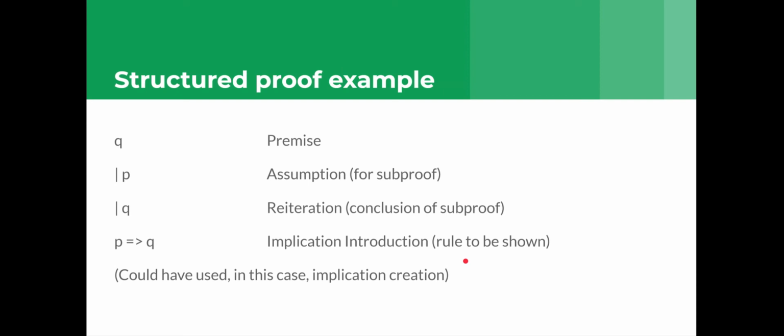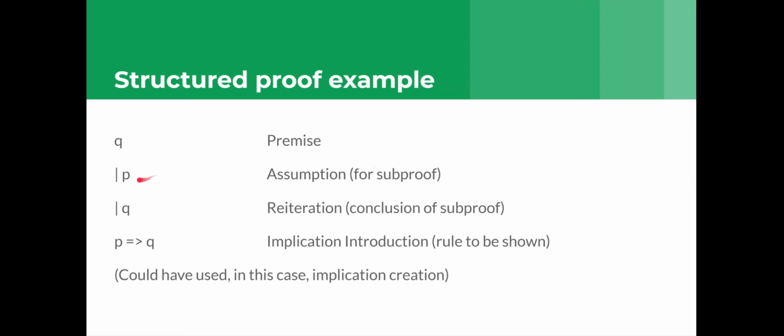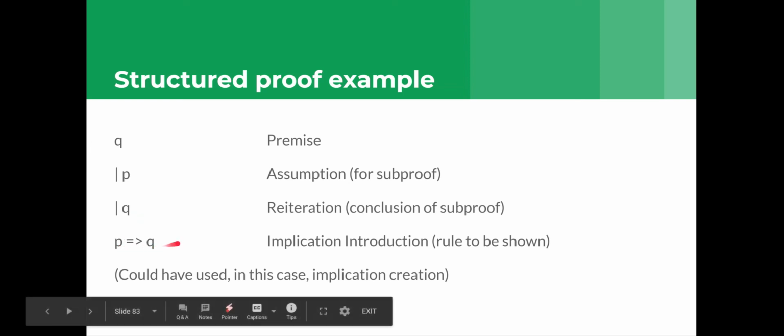Now, here's a structured proof example, the simplest structured proof I can think of. We start off with the premise Q, and then we proceed with an assumption P, and we have a vertical bar next to it, which supports our indentation idea. Then we reiterate Q, and so now we have an assumption P and a conclusion Q, and then we can thus say P implies Q.